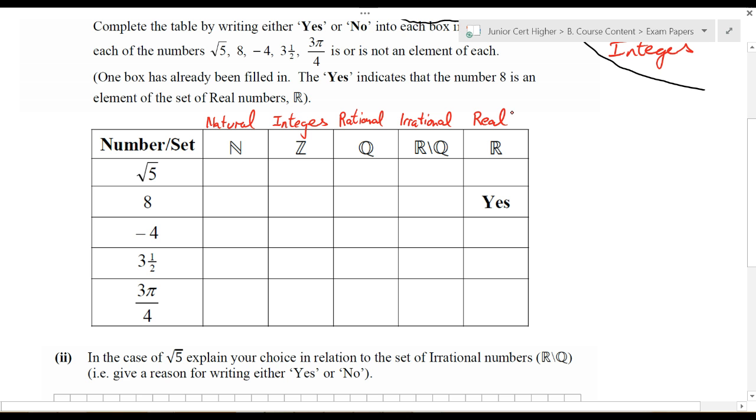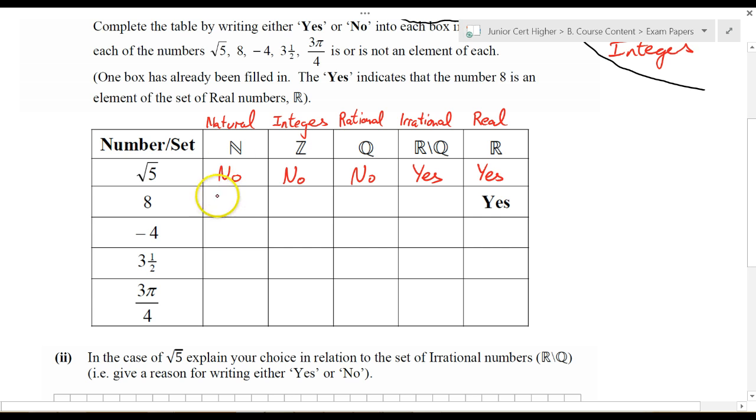Okay, so let's look at the first one. Root 5 is not a natural number. No. It is not an integer. No. It is not a rational number. It's irrational, yes. And it's also real, as all numbers are real. Let's move on to the next one.